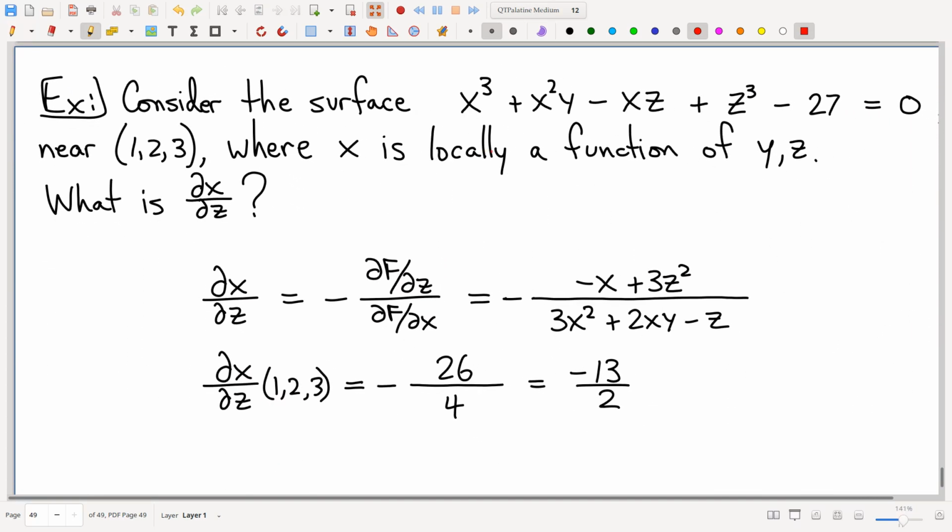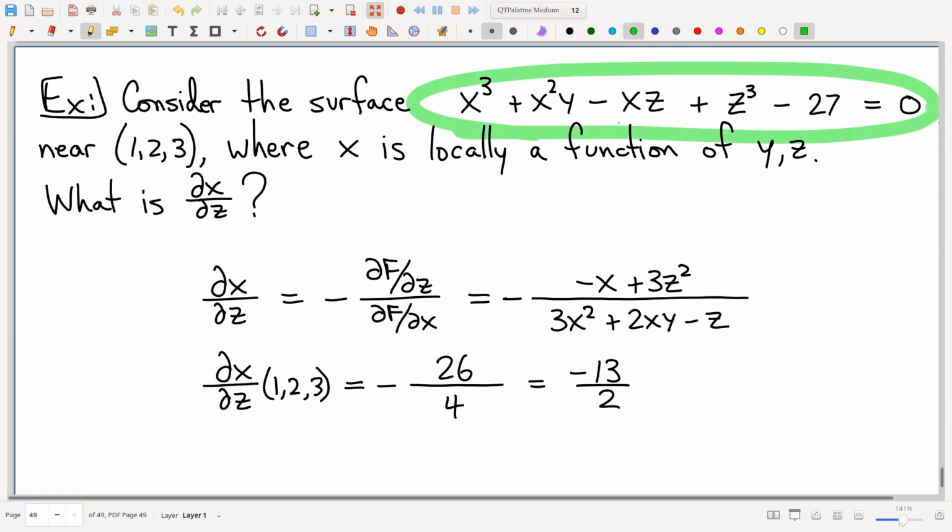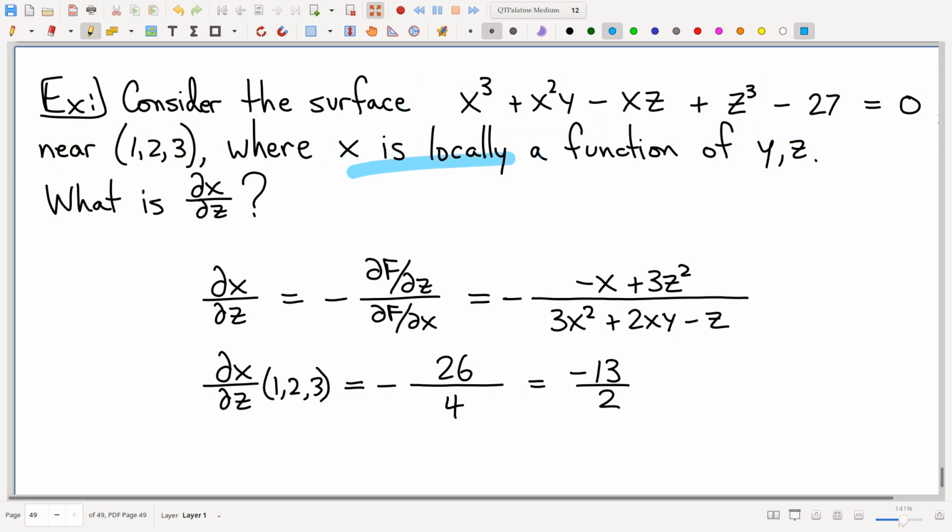So y'all are going to recognize this equation. This is the exact equation we were looking at in the previous example. And again, we're looking at the point on this surface, whatever that thing is. We're looking at that point right there, and we've already established that x is locally a function of y and z. And because x is locally a function, we could reasonably ask the question, what is its partial with respect to z?